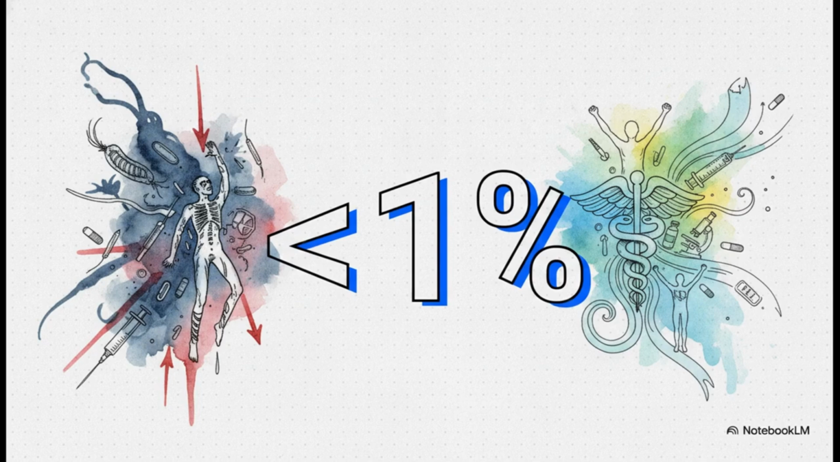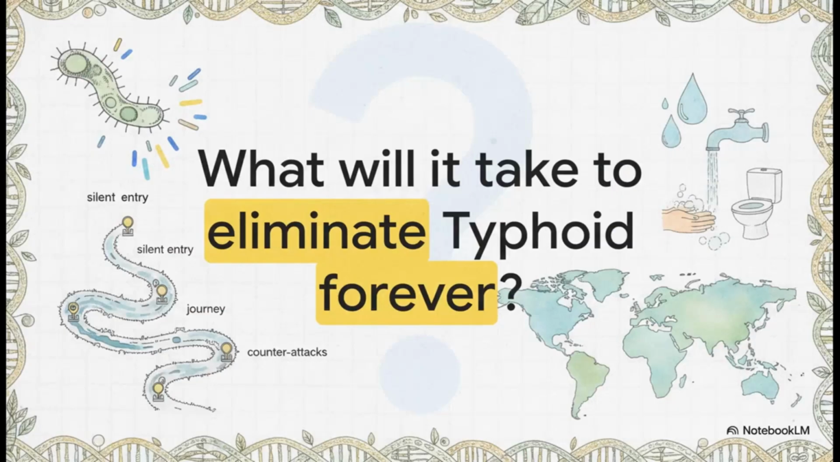We've mapped the entire journey of this microscopic invader in our explainer today, from its silent entry to the dramatic counterattacks of modern medicine. But I want to leave you with a critical public health question to ponder. With highly effective vaccines and rapid antibiotics so readily available today, what will it truly take for our global community to ensure clean water and sanitation for absolutely everyone and eliminate typhoid fever from the globe forever?